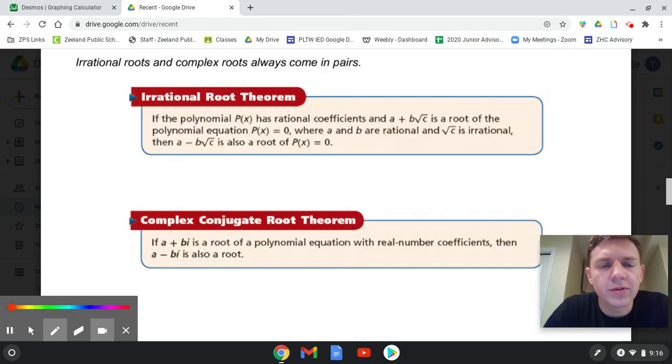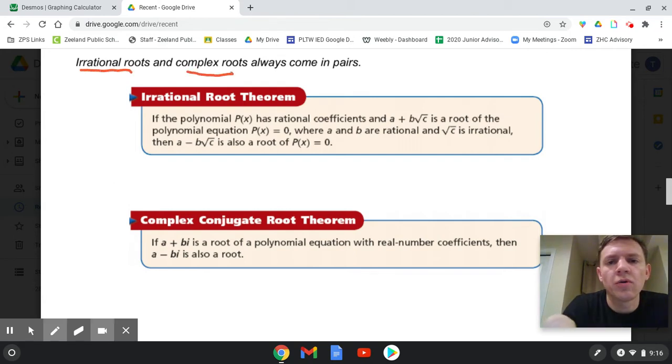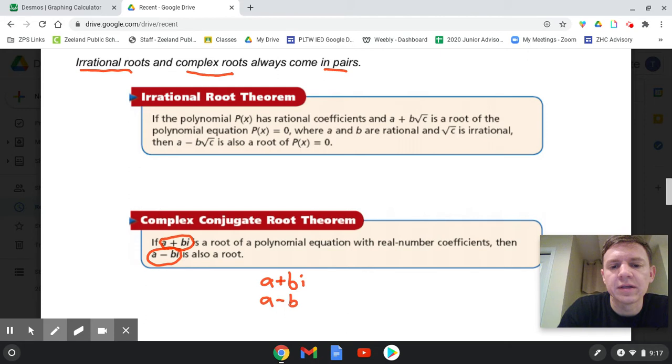All right, just a couple things to talk about real quick before we start graphing. Irrational roots and complex roots always come in pairs. You already know that complex roots have conjugates. Anytime you have a complex root, this theorem says you also have to have the conjugate. So you never have just a plus bi as a root; you're also going to have a minus bi as a root.